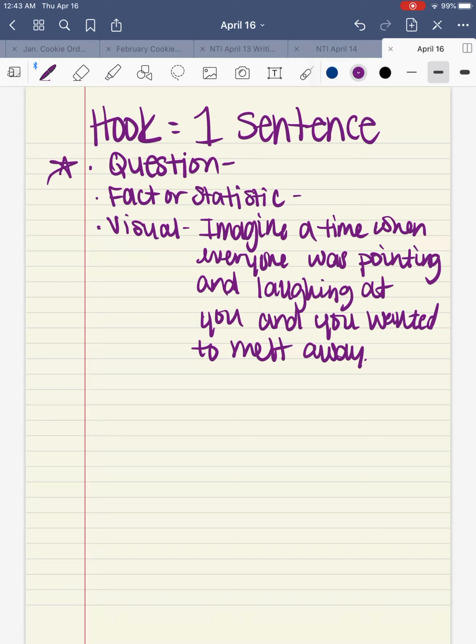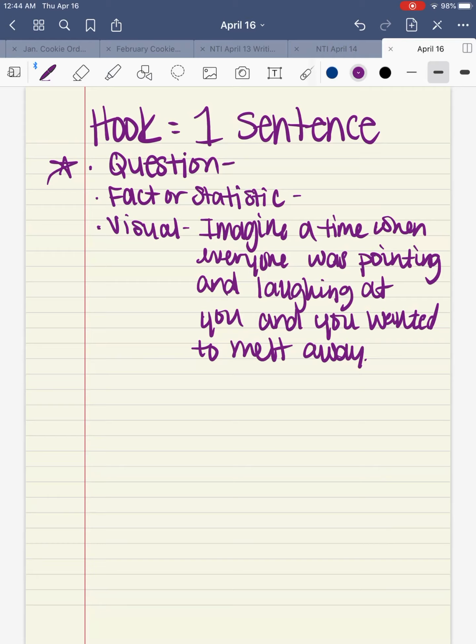Now I want to go back to a question real quick. You can do a question, but you want it to be an interesting question. Normally, if your answer to the question is yes or no, then it might not be very interesting. So if you start off by saying, have you ever been embarrassed? That's not very strong. You want your hook to be so strong that the person who has picked it up to read it wants to keep reading it. Let's just start with those three. So, choose from one of these hook examples. I think the visual is the strongest, just because it creates an image in your reader's head. So there's an example of a visual.